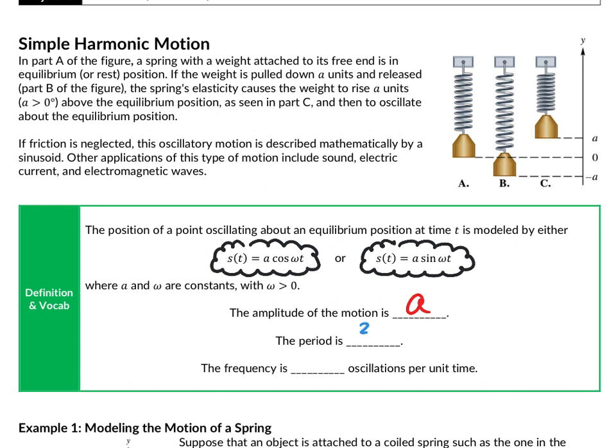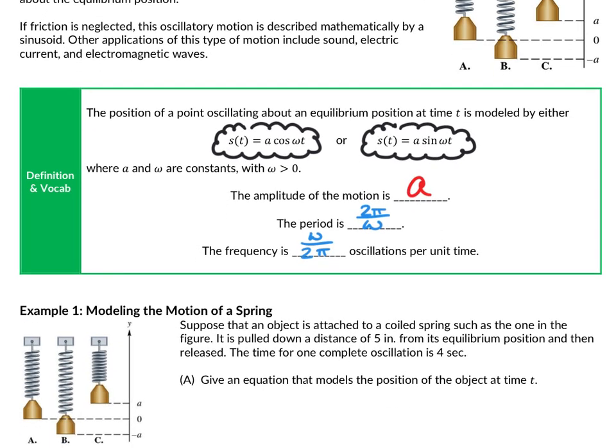The period is 2 pi divided by omega this time, since omega is in the place of b. The formula changes from b to omega. And the frequency of this oscillation is omega over 2 pi. Now, a frequency in math and in science is how many times the shape has appeared in a specific amount of time. But what's easy to think about for frequency is that it is the reciprocal of period. So if you find the period of an oscillation, the period of a function, and then I ask you for the frequency, just flip the fraction over, and that's the frequency.